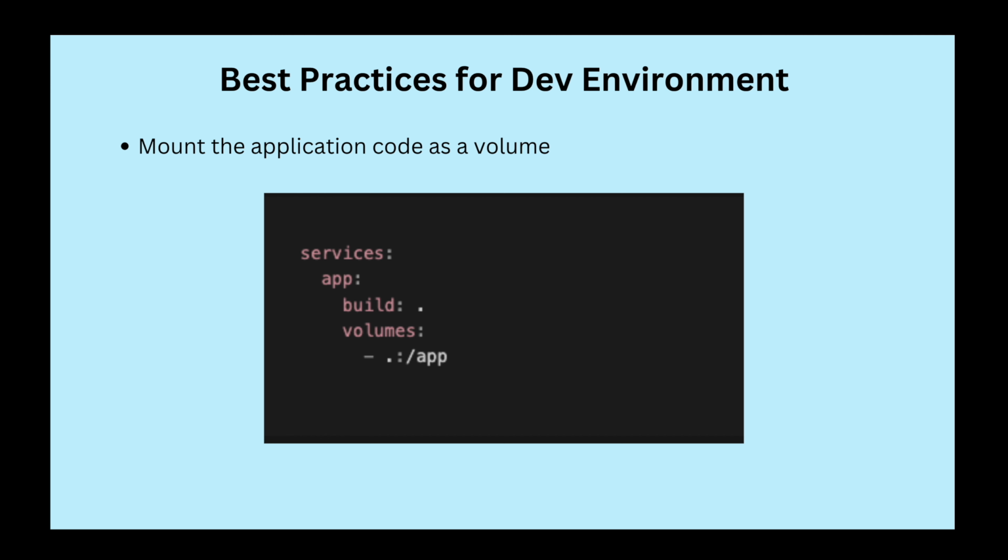First one is to bind the application code as a volume. By default, Docker Compose will copy the application code in the container at build time. This can be slow and it will make it difficult to iterate quickly during development. Instead, you can mount the application code as a volume using the volumes key. In this way, whenever you make changes in your code, they will be reflected inside the container.